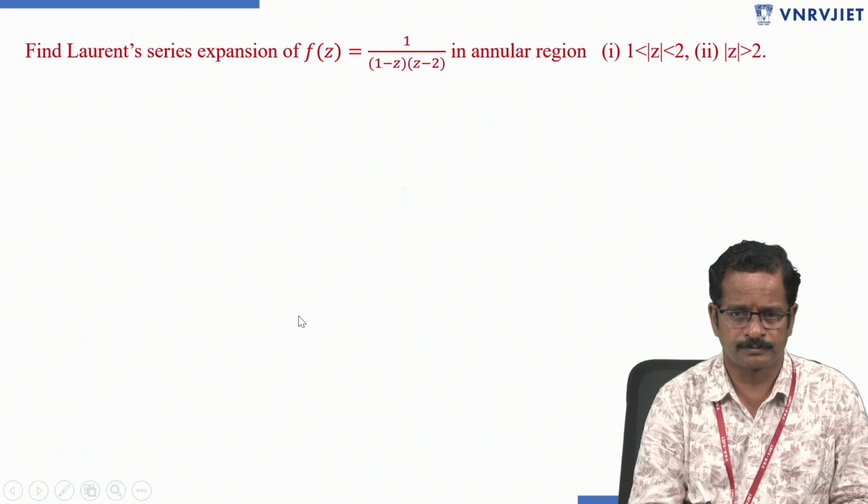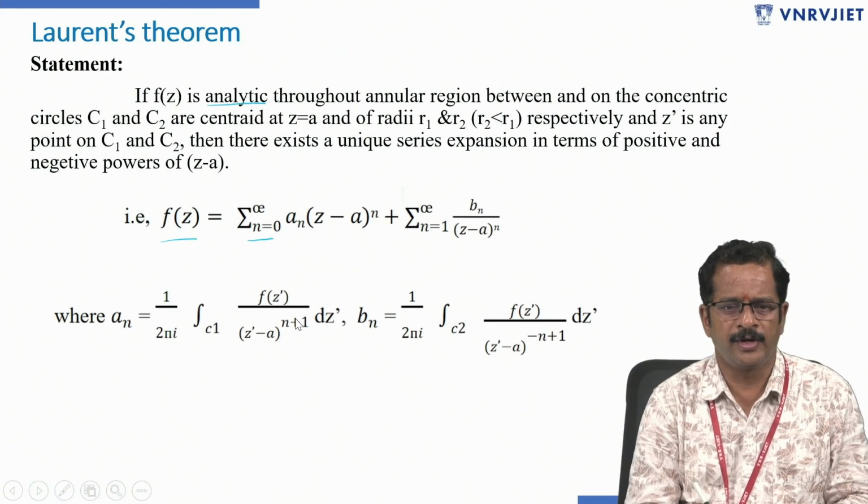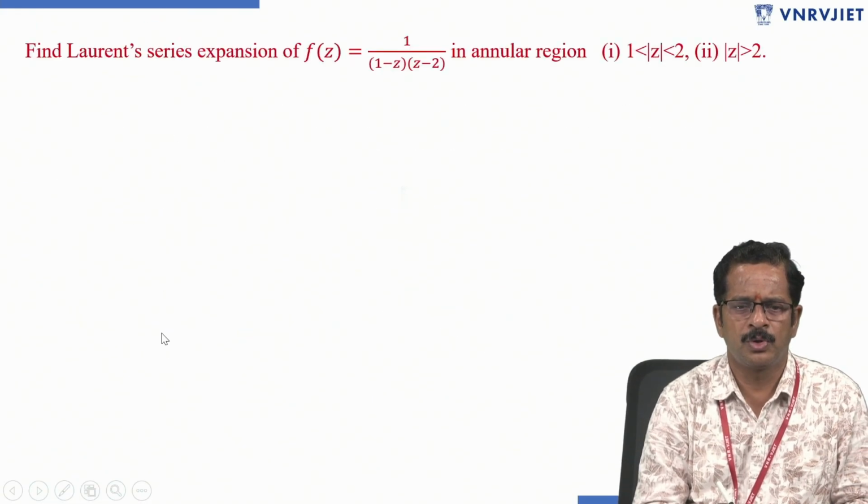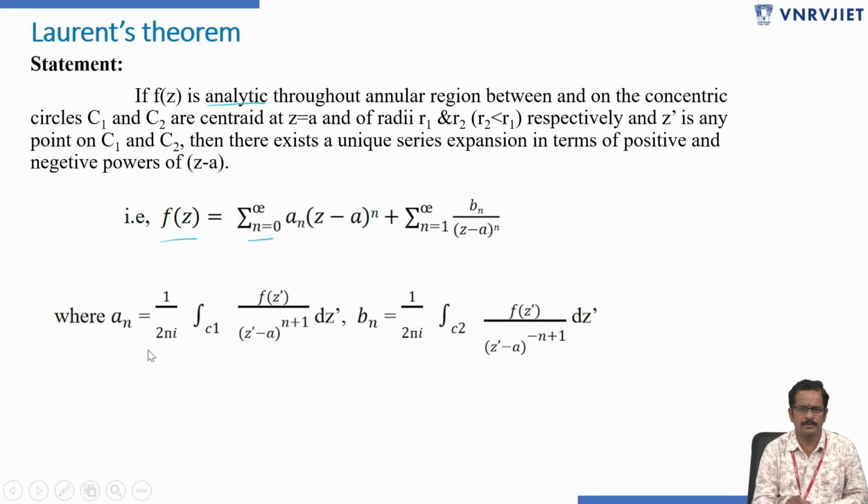where an equals 1 by 2 pi i, integration over C1 of f(z') by (z' minus a) to the power n plus 1 dz', and bn equals 1 by 2 pi i times integration over C2 of f(z') by (z' minus a) to the power minus n plus 1 dz'.